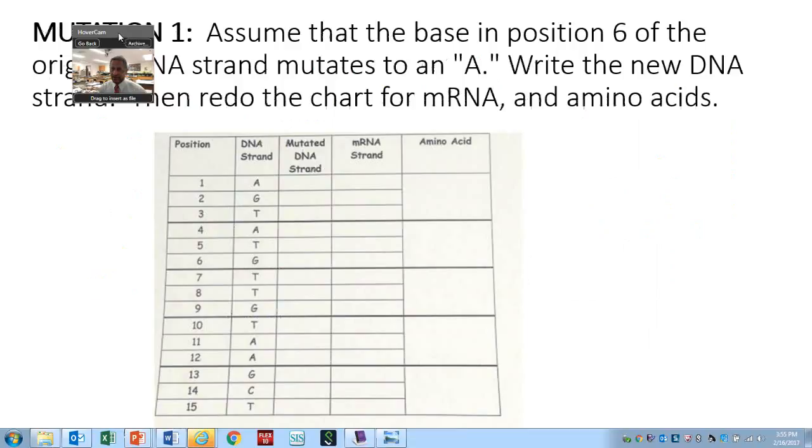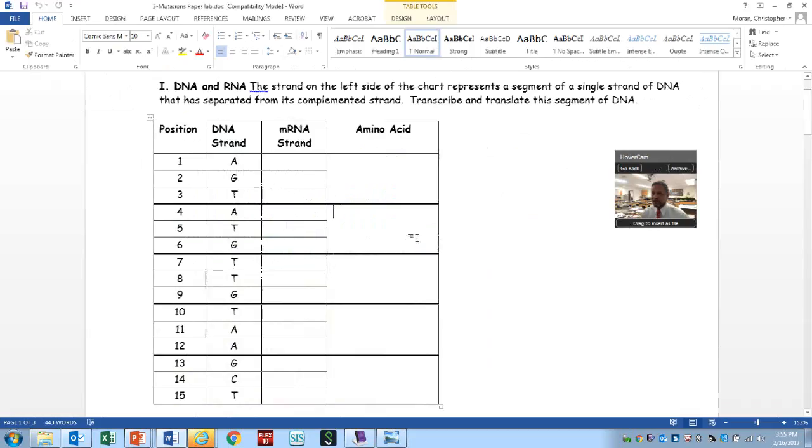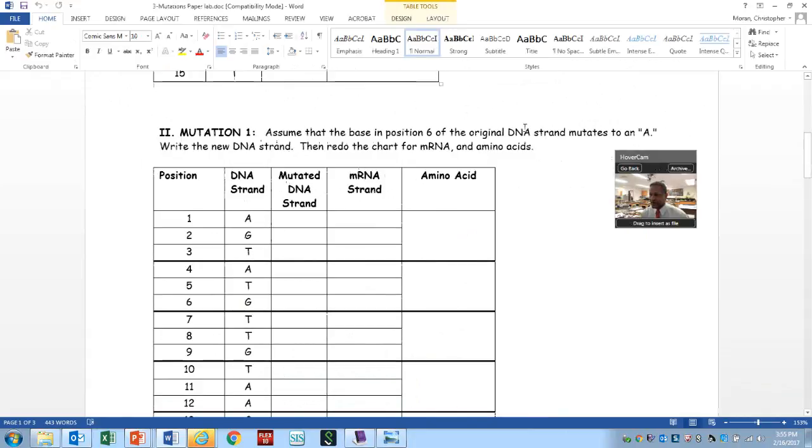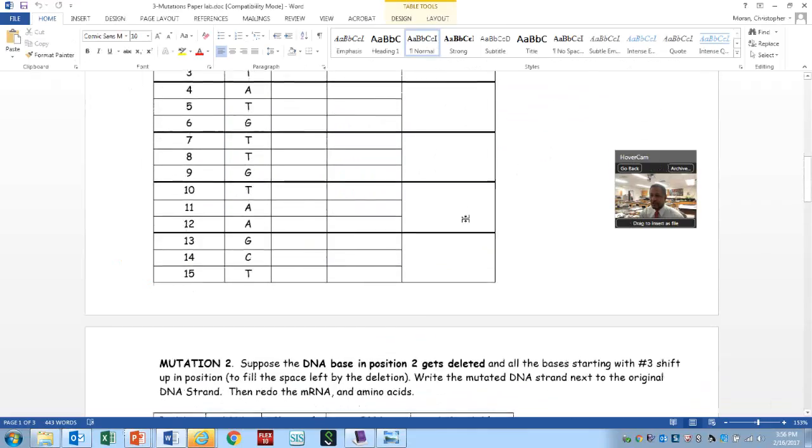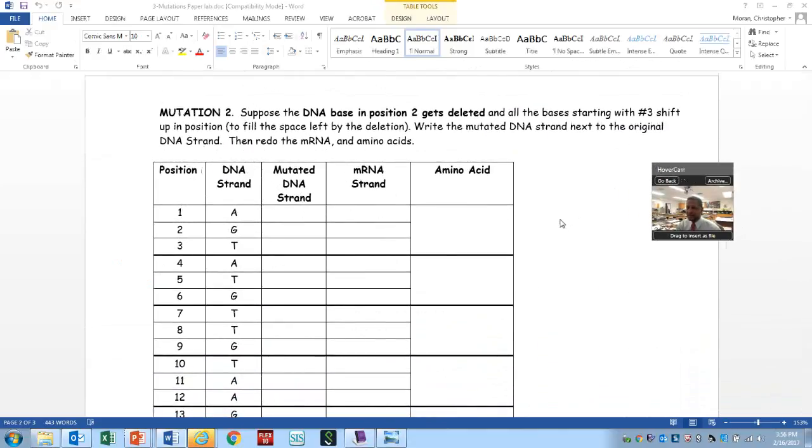So let's look at the first mutation. If you read through here, you're going to find the sixth spot right here, and you're going to write an A. Everything else is going to be the same. So I'm going to write that in. Right there. So that's the only mutation. The rest of this should be the same. Then you're going to transcribe it, and then translate it, and you'll get an amino acid.